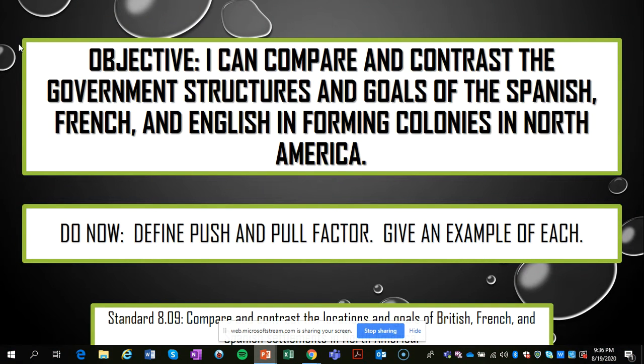Hey folks, today we're going to be looking at comparing and contrasting the government structures and goals of the Spanish, French, and English forming colonies in North America. Before we move on, let's start with a quick review, defining push and pull factors and an example of each.